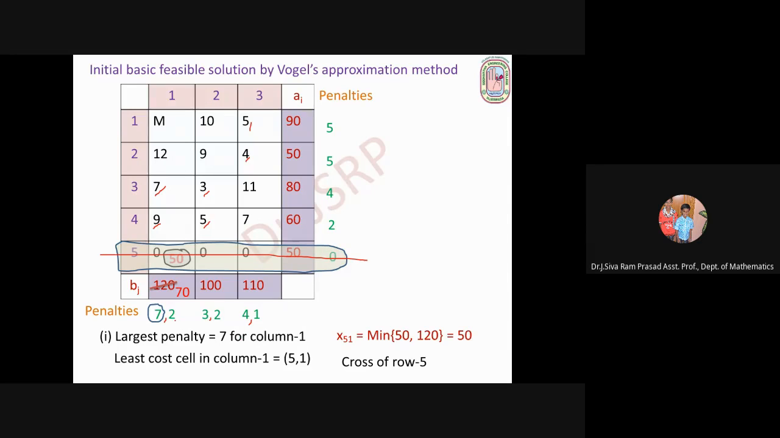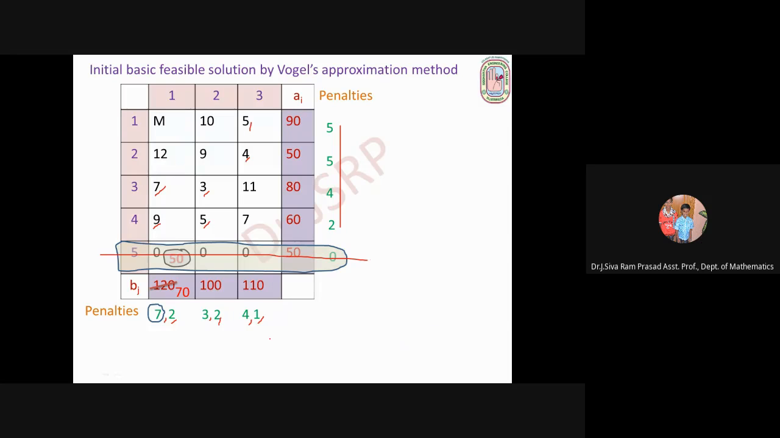So these are the penalties for the columns: 2, 2, 1, and the row penalties remain the same. So identify the largest penalty. The largest penalty is 5. The largest penalty occurs for row 1 and row 2, so arbitrarily you can take either one. Arbitrarily I take the largest penalty for row 1. So the largest penalty equal to 5 is for row 1.